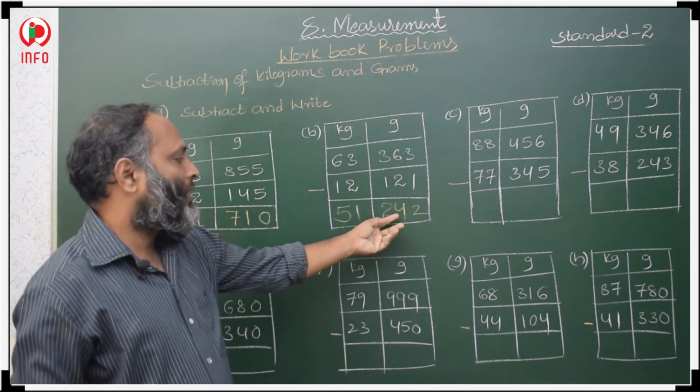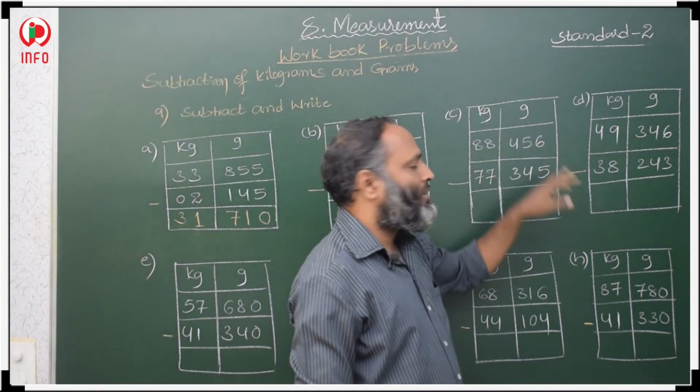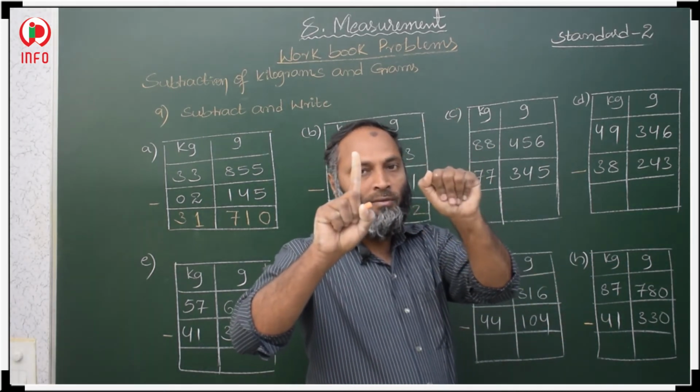51 kgs, 254 grams. Now first we subtract grams. 6 minus 5 is 1.